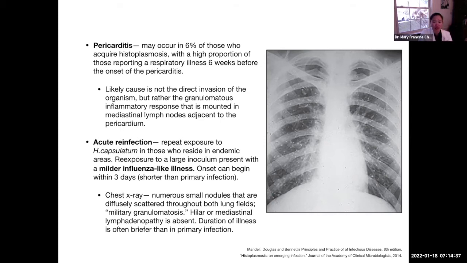Another is acute reinfection. So with acute reinfection, like the name suggests, you have repeat exposure to the histoplasma. With re-exposure to a large inoculum, it can present with, again, a milder influenza-like illness, but the onset can begin within 3 days, which is much shorter than your primary infection. On your chest x-ray, you will see what they call miliary granulomatosis. So there are numerous small nodules diffusely scattered throughout both lung fields. Here, though, hilar or mediastinal lymphadenopathy is absent, and duration of illness is often briefer than in primary infection.